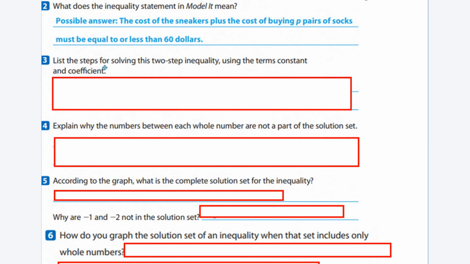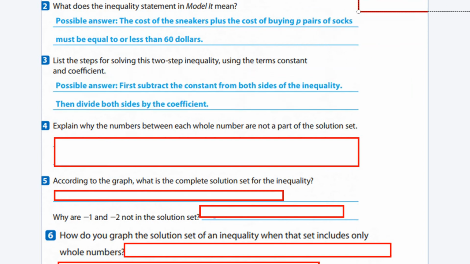Question 3. List the steps for solving this two-step inequality using the terms constant and coefficient. Well, again, possible answers. First, subtract the constant from both sides of the inequality, right? The inverse of operations. Then divide both sides by the coefficient. Okay? In that case, it will be 3. You can go back and check how it worked in this video.